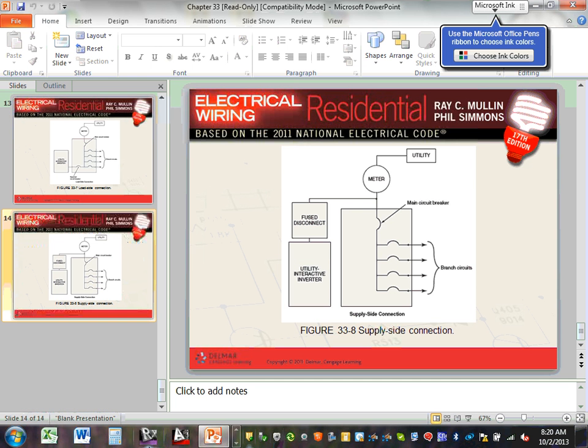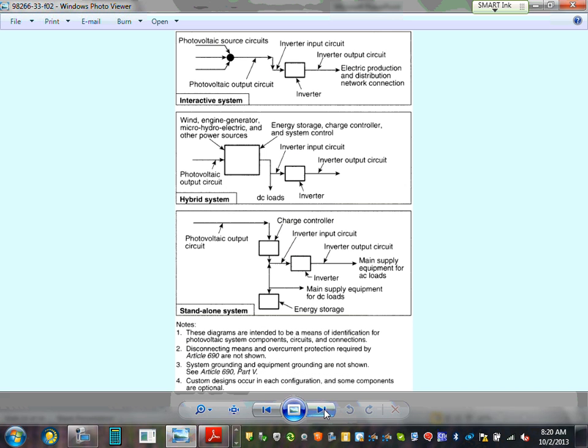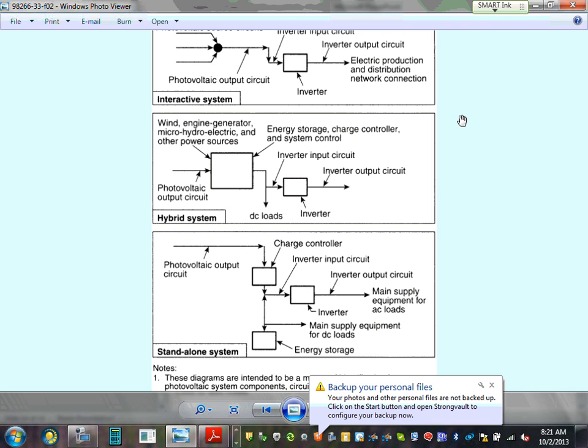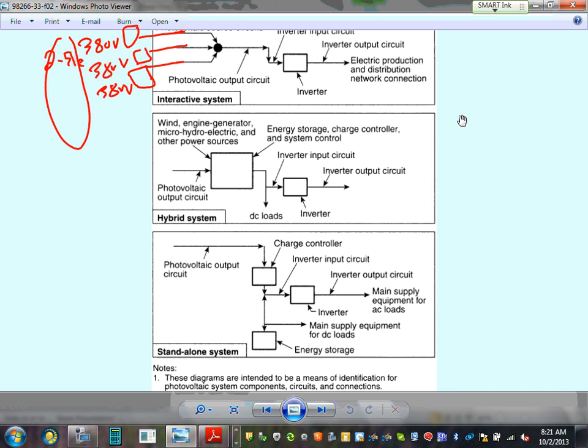So that's what I wanted to show you guys. Let me go over a couple of slides. We talked about the solar photovoltaic system, and here's what I would like to highlight. This is how they build the solar photovoltaic system. If you look at the interactive ones, you can get multiple strings. Here's one, here's two, here's three. Suppose each one of them is 380 volt, and each one is 2.5K.